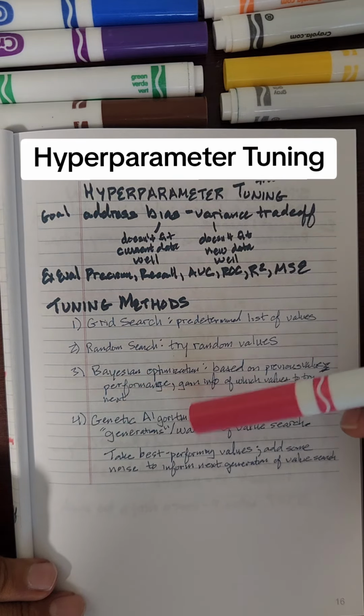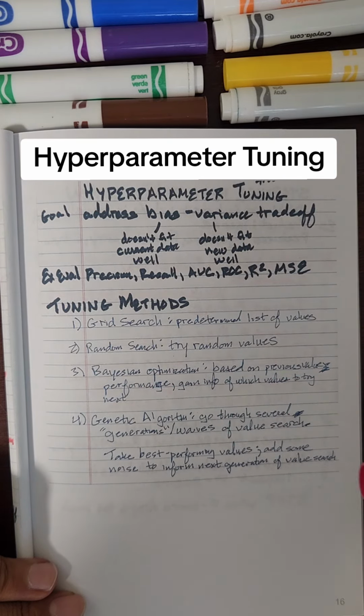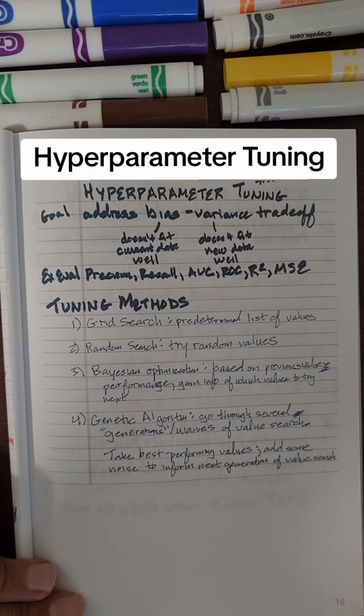And finally, you have the genetic algorithm, where you go through several generations or waves of value search. And then you take the best performing values of those searches, add a little bit of noise to those good performing values to inform the next generation of value searches.